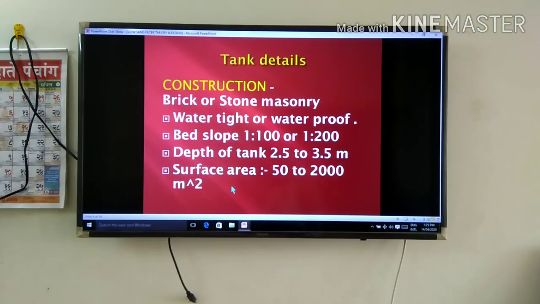Tank details. Construction. The slow sand filter tank is constructed by brick masonry or stone masonry. It should be, actually it must be, watertight or waterproof. Bed slope is provided 1:100 or 1:200. The depth of the tank is between 2.5 meter to 3.5 meter. Surface area is between 50 to 2000 meter square.